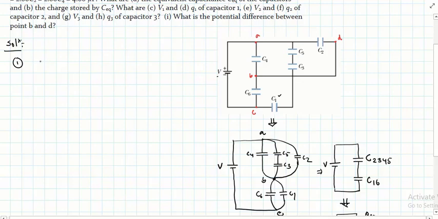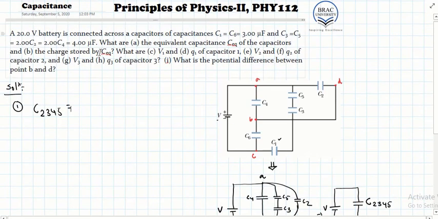In parallel, I know that I have to add them together. So if I write down C2, 3, 4, 5 at a time, C1 and C6 are 3 microfarad, C3 and C5 are 2 microfarad, and C2 and C4 are 4 microfarad. Basically, 2 C4 is 4 and 2 C2 is also 4. So that's why the C2 and C4 combination will be 2 microfarad.